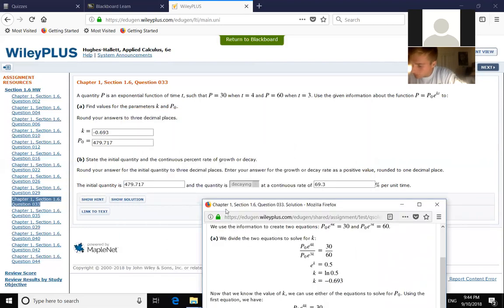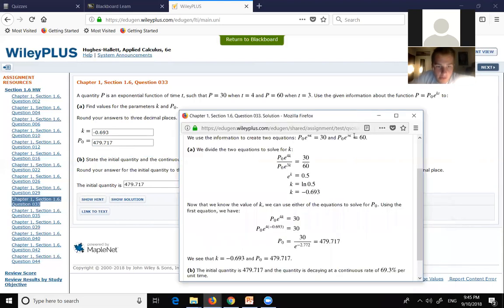And we know that the initial quantity is just P naught. And in this case, k is the negative value. So again, it's decaying. And again, you can find the percent by moving 2 decimal places to the right. So 69.3% per unit time. Awesome. Okay, that actually makes way more sense now.